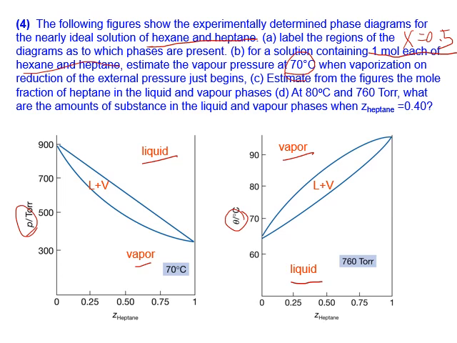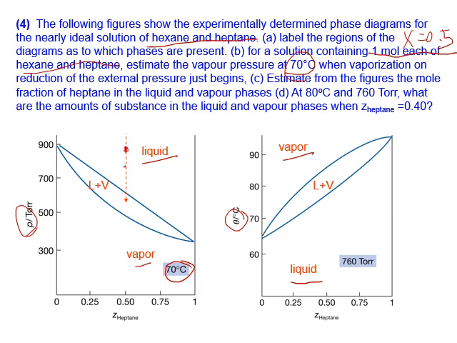So this is about the pressure reduction and the liquid starting to boil. So we should use the first diagram. At 70 degrees, when you reduce the pressure, where is the initial point? The initial point is any point here.